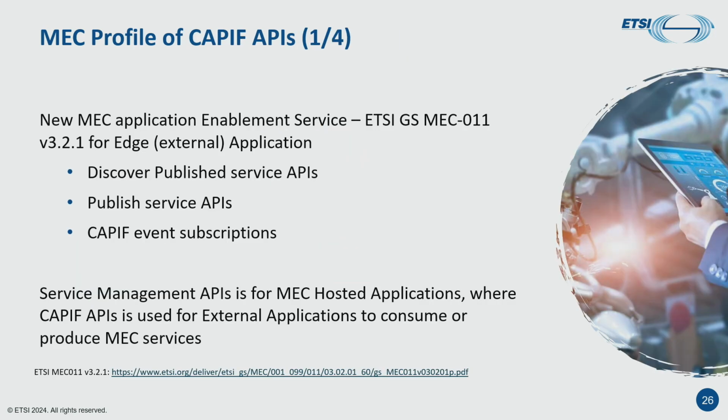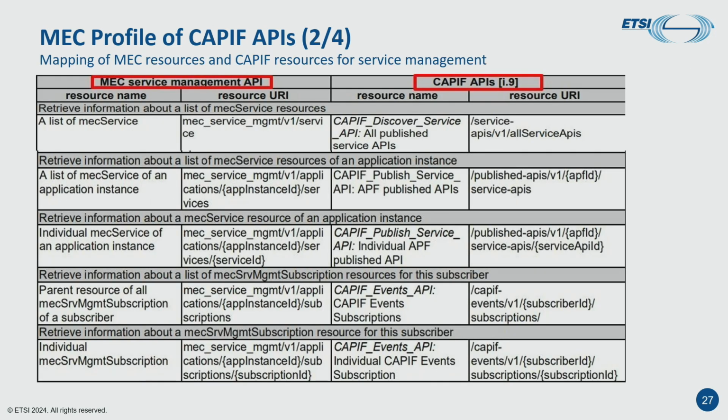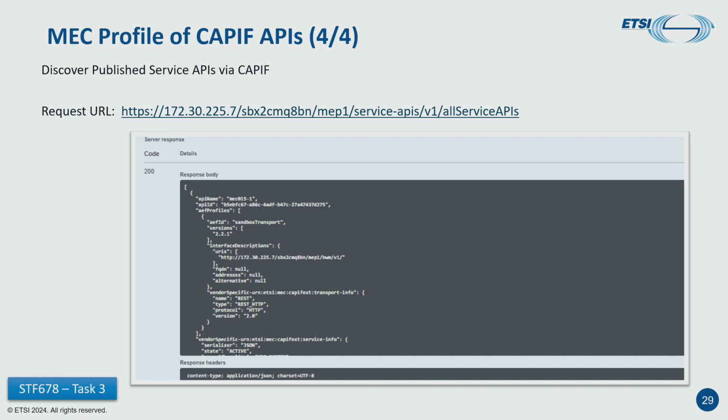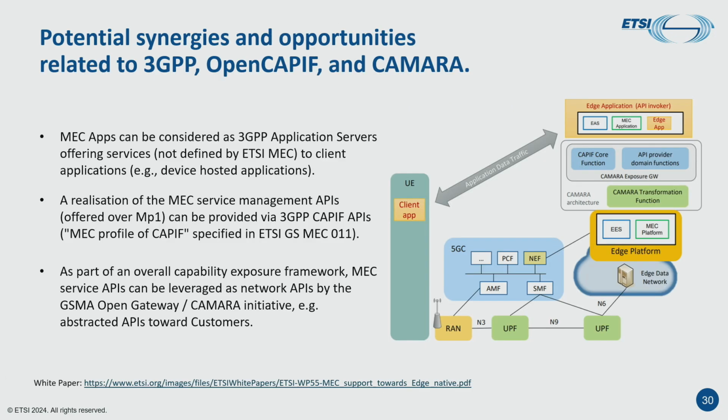And here there's a description of the MEC profile for CAPIF APIs. I will not go into details, but don't worry, all the material will be available. This is also an extract from the 3GPP standard aligned with ETSI MEC on the alignment between the APIs in MEC and CAPIF, and also an example of a diagram for exchanging information when using the MEC profile for CAPIF. Just as other examples, the discovery of published service APIs via CAPIF.